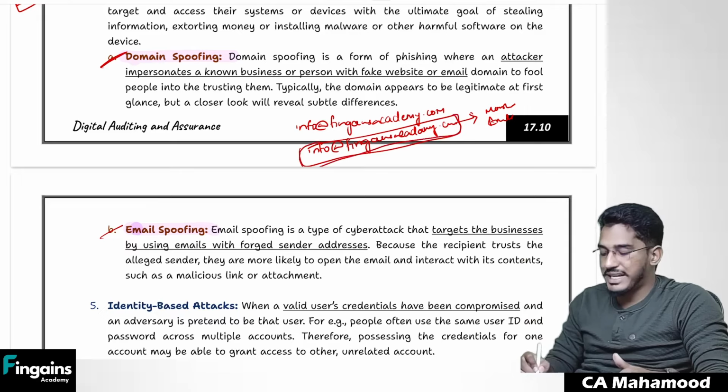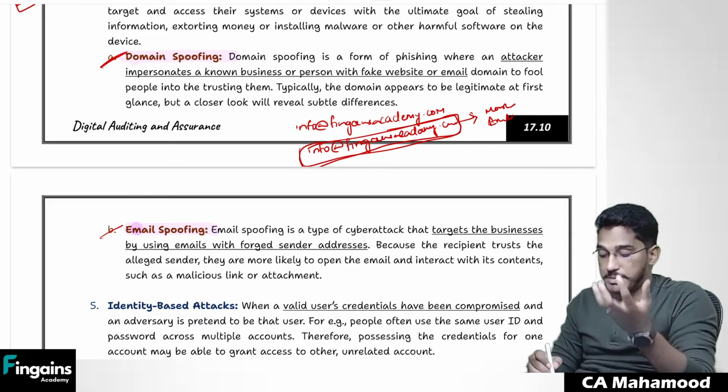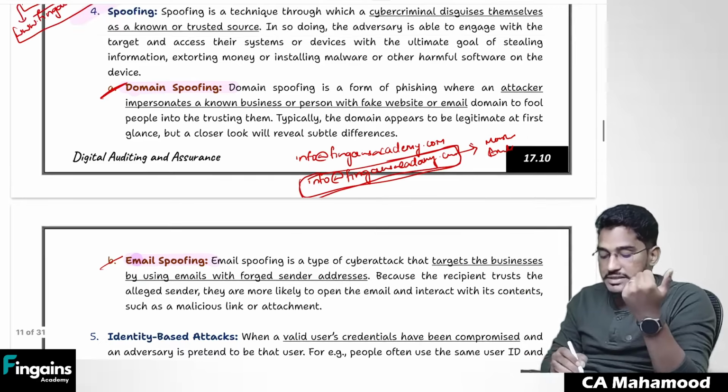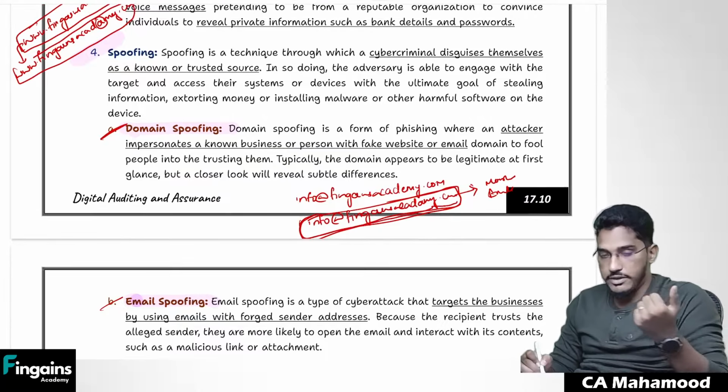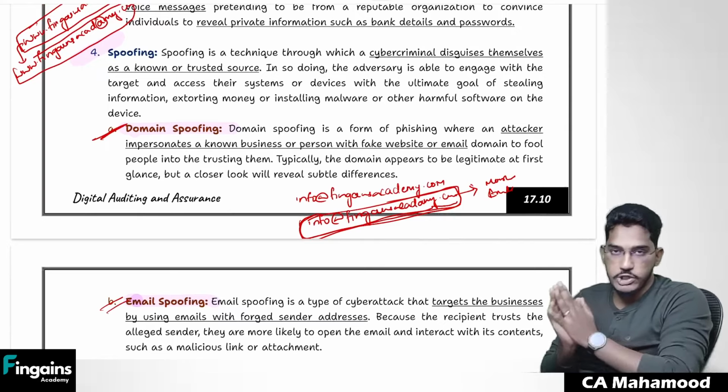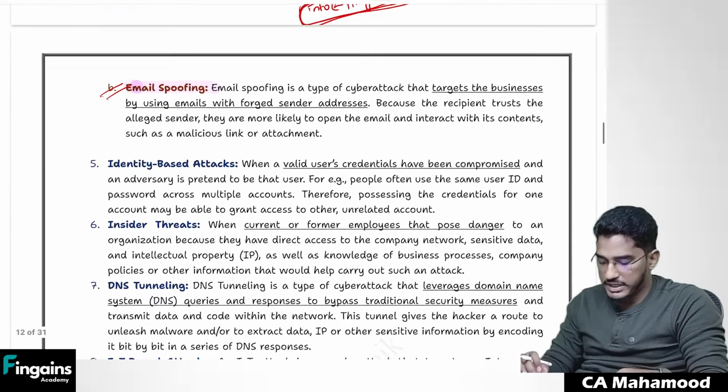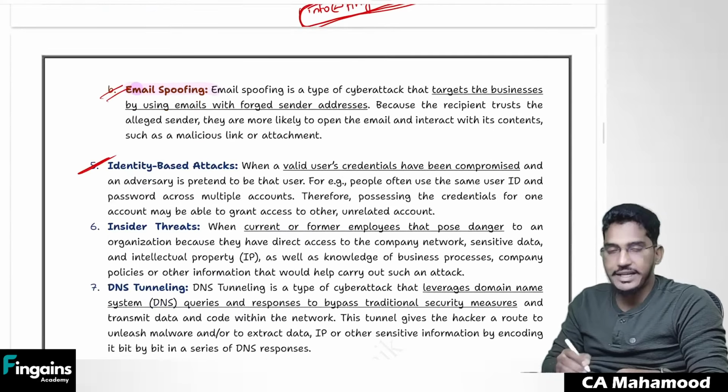They are trying to replicate an original email. In the previous case, they tried to replicate a website. In this case, they are trying to replicate an email. So one is domain spoofing, the other one is email spoofing. Clear, everybody? Able to understand? Then the next one is identity based attacks.